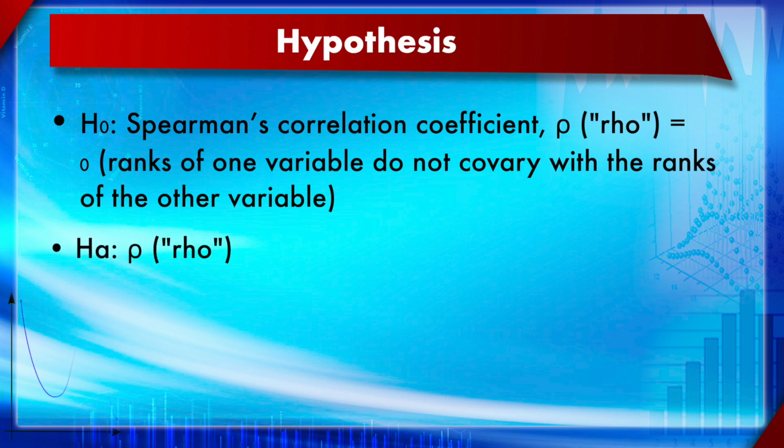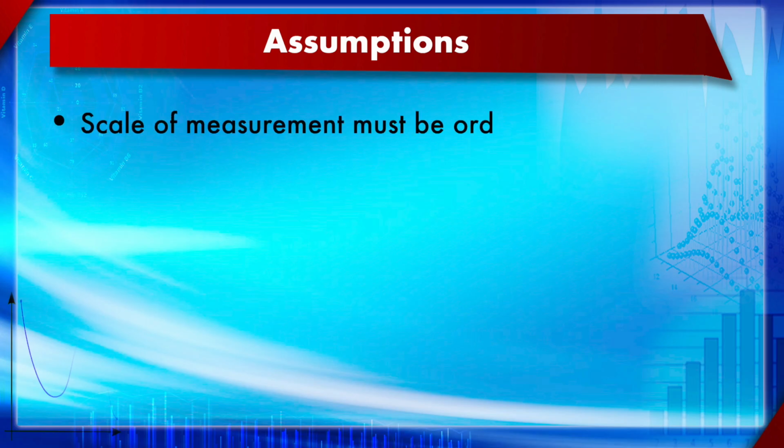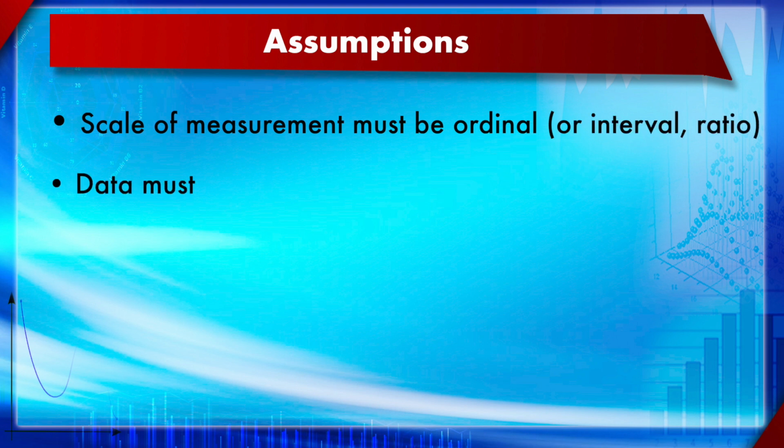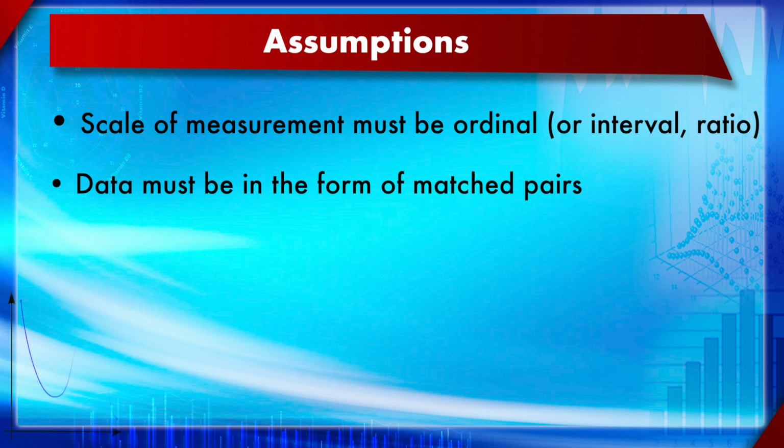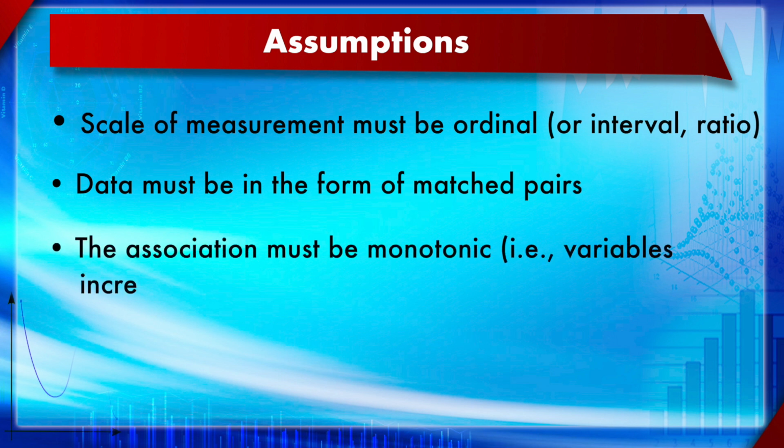So the alternative hypothesis is that rho is not equal to 0. So it is a two-tailed test. It could be less than 0 or it could be greater than 0. Assumptions are: the scale of measurement must be ordinal or interval or ratio, not nominal. Data must be in the form of matched pairs, and the association must be monotonic.